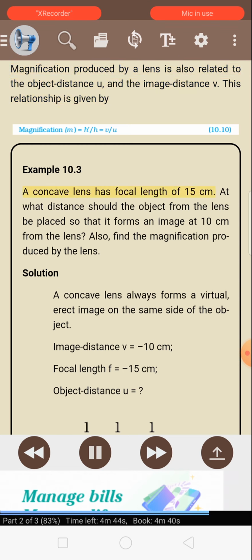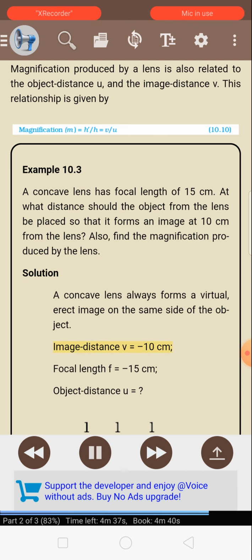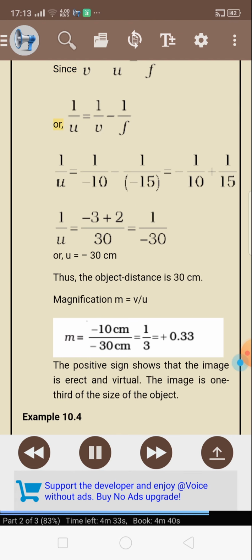Example 10.3. A concave lens has a focal length of 15 centimeters. At what distance should the object from the lens be placed so that it forms an image 10 centimeters from the lens? Also, find the magnification produced by the lens. Solution. A concave lens always forms a virtual, erect image on the same side of the object. Image distance v equals minus 10 centimeters. Focal length f equals minus 15 centimeters. Object distance u equals, since 1/v minus 1/u equals 1/f, u equals minus 30 centimeters. Thus, the object distance is 30 centimeters.